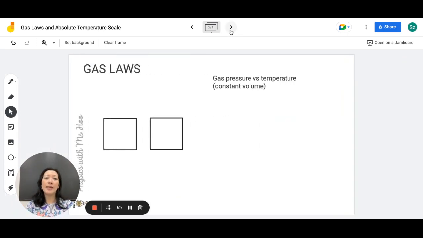So let's look at one of the first gas laws. Let's examine a situation where the containers are of a fixed volume. That means this container cannot increase or decrease its volume. What we want to do now is investigate how the temperature affects the gas pressure. So we're going to zoom in a little bit for us to see.